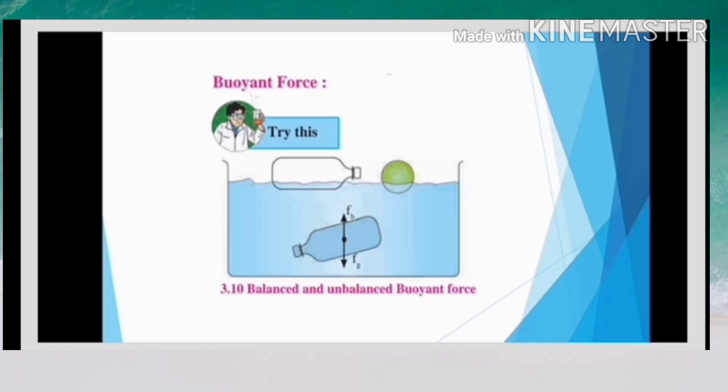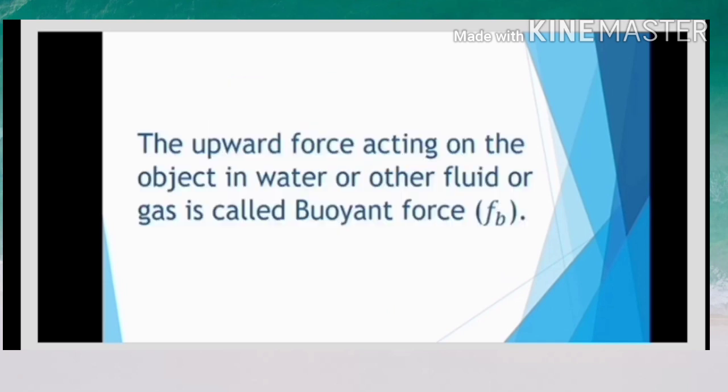This means the force due to gravity acting downwards must have been balanced by an opposing force in the upward direction on the bottle filled with the water. So this force must have originated from the water surrounding the bottle. The upward force acting on an object in water or other fluid or gas is called buoyant force.